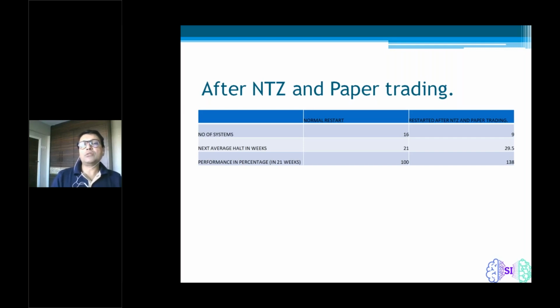It has not failed because of the software issue. It has not failed because of latency issue. It has not failed because of the hardware issue or any kind of that issues. Okay, so it failed. It has performed in live market.